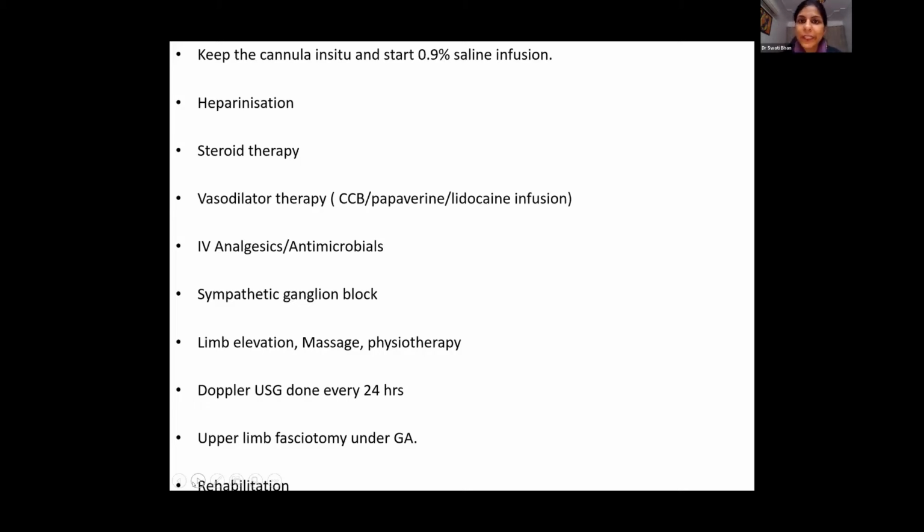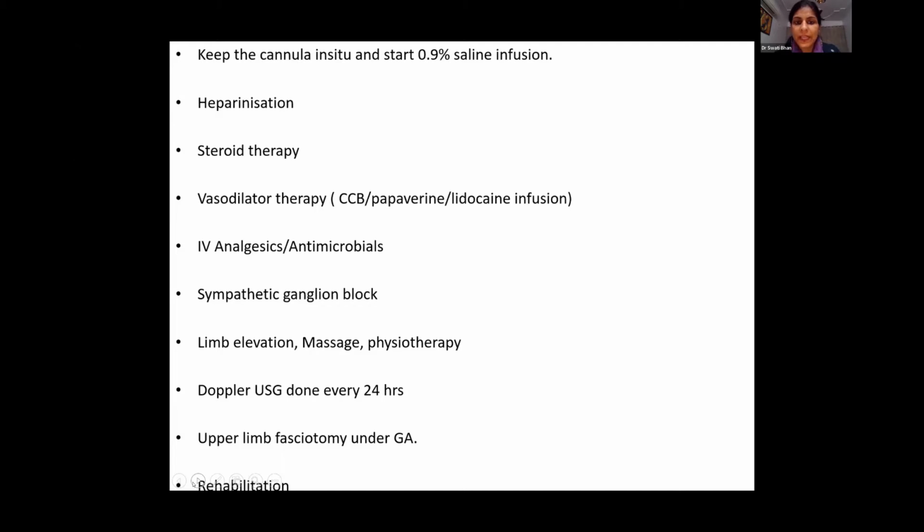This will be helpful if we need to administer certain drugs to prevent vasospasm in the artery, and also if we have to inject a dye to look for what damage has been done. So we can keep the cannula in situ and start a 0.9% saline infusion through it. Then the other drugs which can be used to prevent the damage: heparinization, which will decrease the vasospasm and formation of thrombosis. Steroid therapy, some people advocate steroid therapy. Then vasodilator therapy, IV analgesics to manage pain, and antimicrobials to prevent secondary bacterial infection.